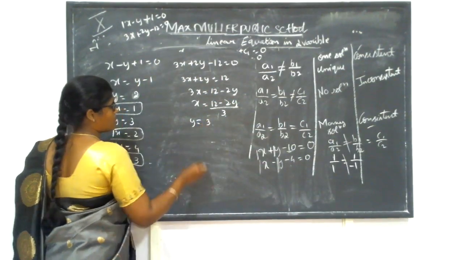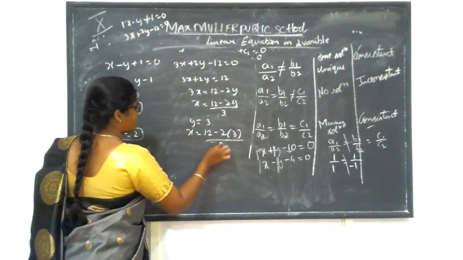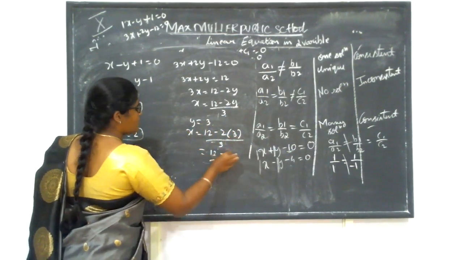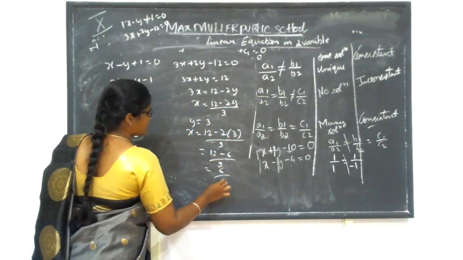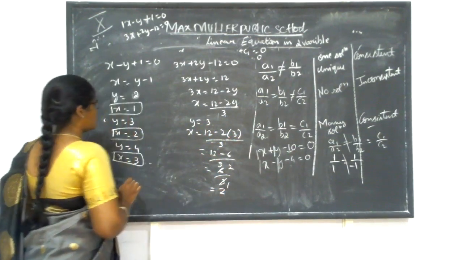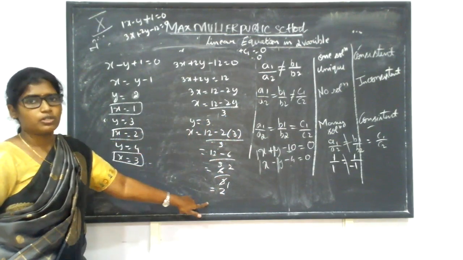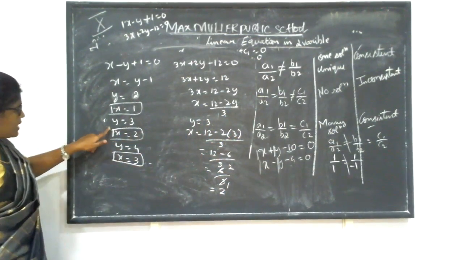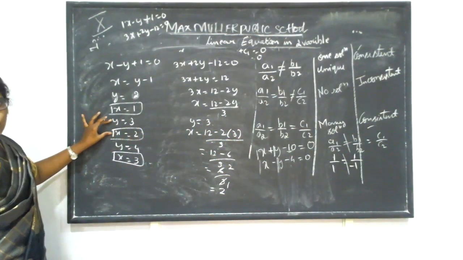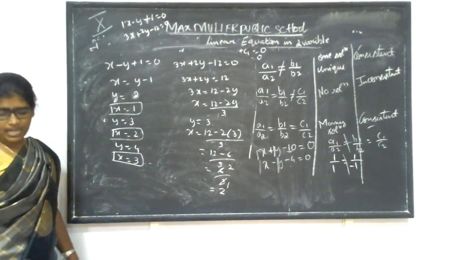If you take y is equal to 3, x will be what? 12 minus 2 into 3, divided by 3. So it will be 12 minus 2 3s are 6, divided by 3. 12 minus 6 is 6 only. 6 divided by 3, 3 2s are 6. So x is equal to 3. See here, when y is equal to 3, x is also equal to 3. So you got one intersecting point here. Then you will get the triangle. Draw the triangle and shade it in the graph, children.